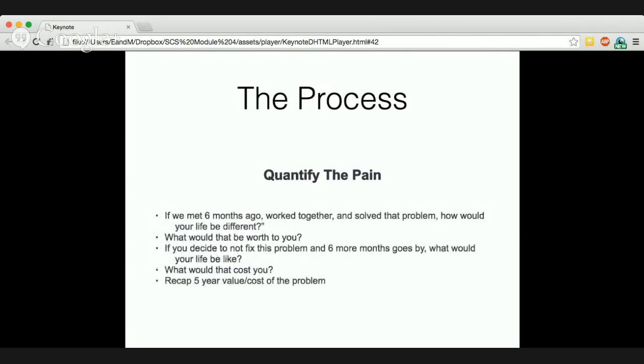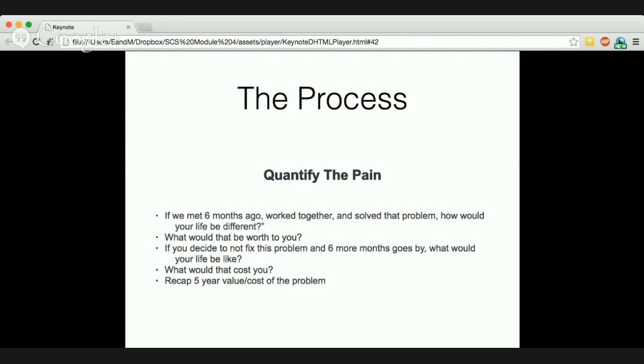Then the next phase is to quantify the pain. To quantify the pain, you basically are asking how much this is costing you, or how much could you make financially by solving this. The way you do that is a very, very good question: if we met 6 months ago, worked together, and solved that problem, how would your life be different today?